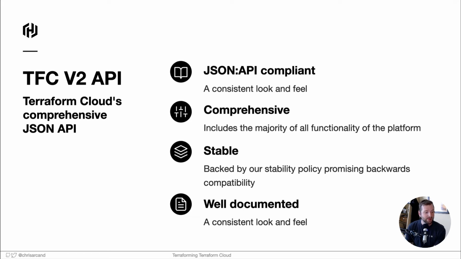The thing that really powers the entire platform at its core is the V2 API, or version 2 of the API that we built for it. Let's talk about that. There are four big points I want to go over. One is that this whole API that the platform is built on is JSON API compliant, so it follows a specification that gives it a really consistent look and feel. It's very comprehensive. It includes the majority of all the functionality that you see in the user interface of the entire platform. It's very stable. It's backed by our stability policy promising backwards compatibility, so you can build stuff on top of it without feeling like all that is going to change on a moment's whim. It also has comprehensive documentation that allows you to really find what you need as you're building things on top of it.